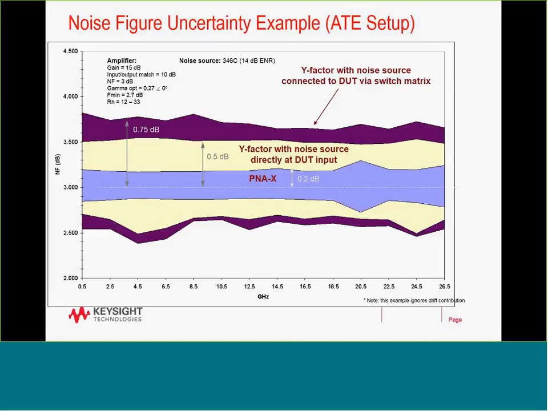Noise figure uncertainty, you can see the stack. So in our case here, with the network analyzer, you can see the total uncertainty for a noise figure measurement of 3 dB. We have an uncertainty of about 0.2 dB. If we then add a noise source directly at the DUT input for Y-factor, we're at about half a dB uncertainty. And then if we add switches or an ATE solution, it's another 3/4 of a dB or so. So the errors will all stack up, and this is an example of that.